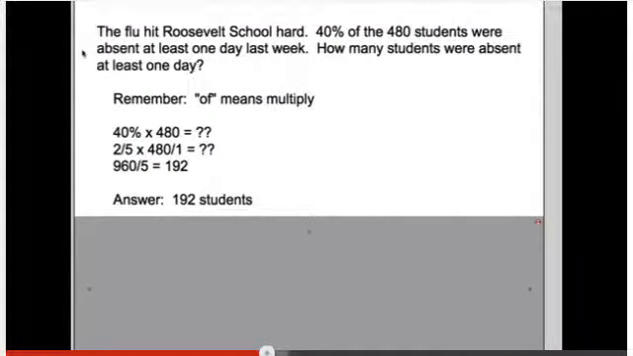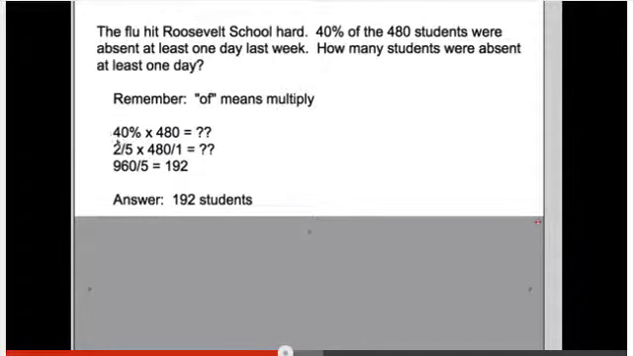Now, let's take a look at some examples. The flu hit Roosevelt School hard. 40% of the 480 students were absent at least one day last week. How many students were absent at least one day? Remember that the word "of" means multiply. 40% of 480 means 40% times 480.